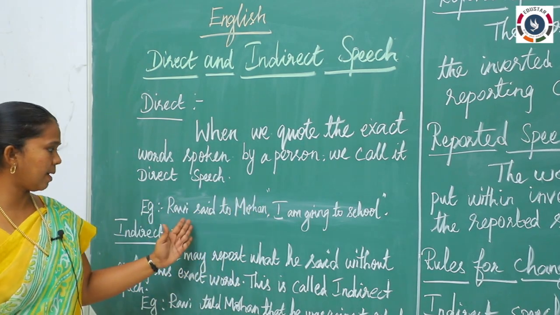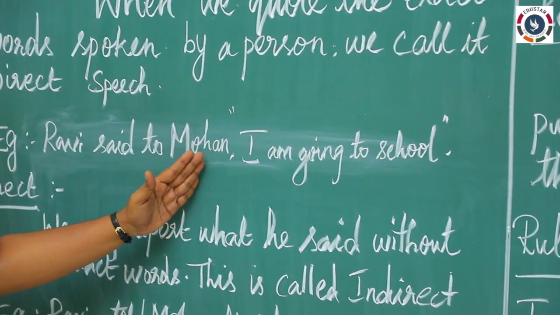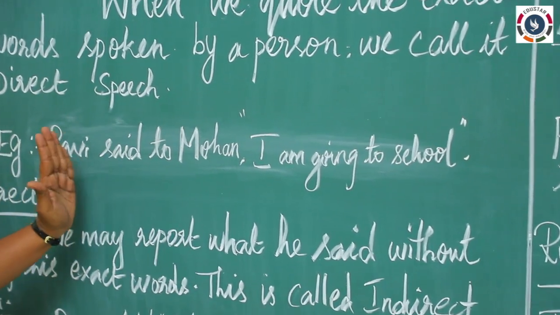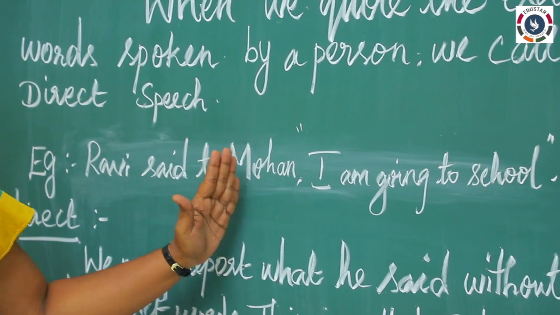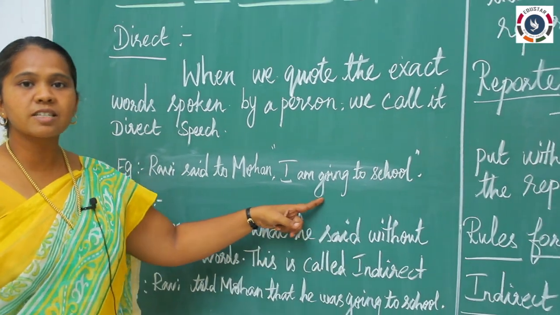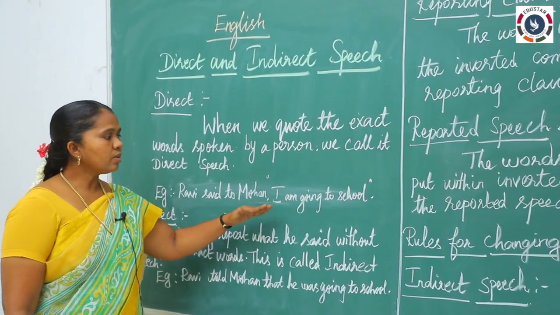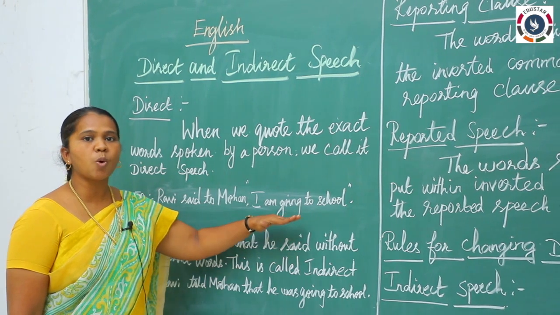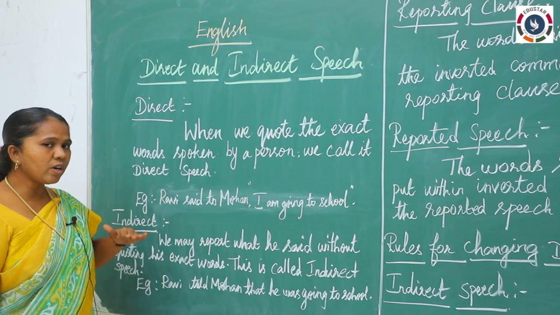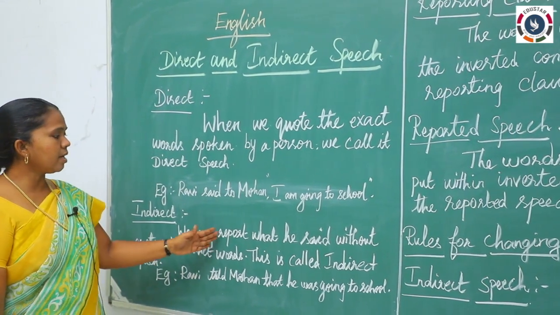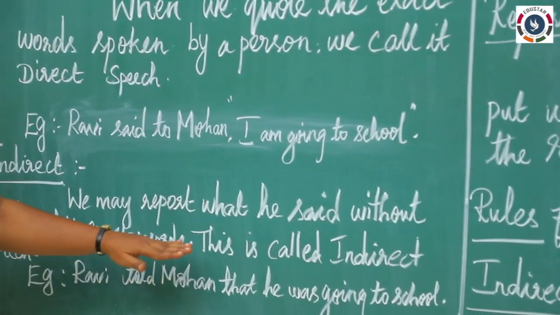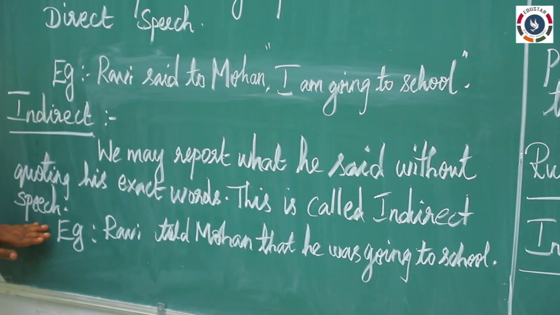I have given an example here. Ravi said to Mohan, "I am going to school." Now Ravi is telling to Mohan, "I am going to school." So this is his exact words. So these words must be quoted. That is direct speech. And what is indirect speech? We may report what he said without quoting his exact words. This is called indirect speech.